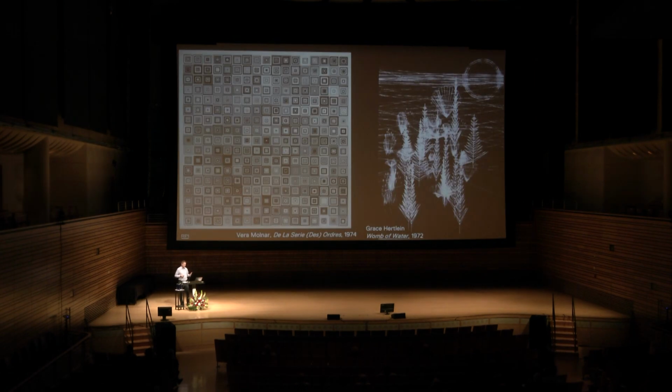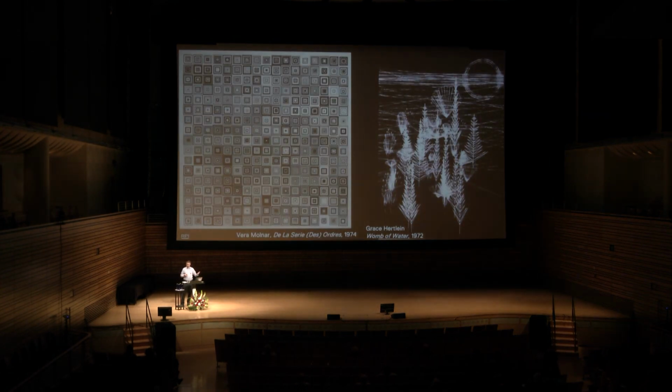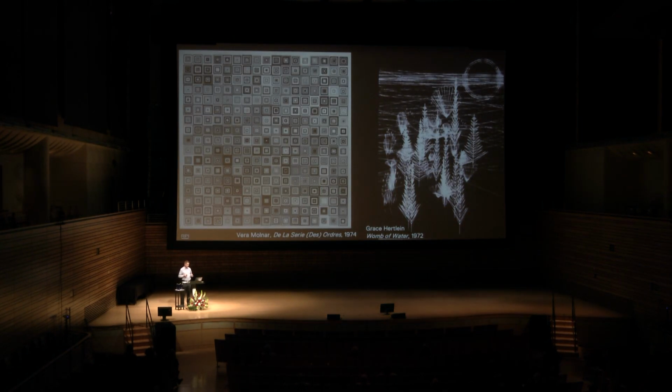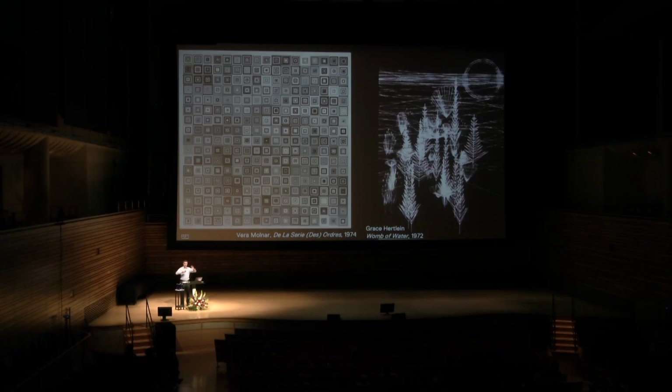Then artists started to realize that you could learn a programming language and then create new forms of art. For example, in the 70s, there was an artist named Vera Molnar who taught herself Fortran and then began to generate procedurally generated grids of squares, for example.